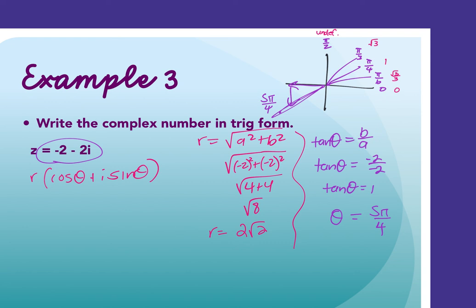Wouldn't it be negative pi over 4? No, we use the natural, well, that would be negative 3 pi over 4, but no. We use the natural angles. You're not restricting this. This is not an inverse function. So you're using your natural unit circle. So then I would get 2 root 2 times the cosine of 5 pi over 4 plus i times the sine of 5 pi over 4.